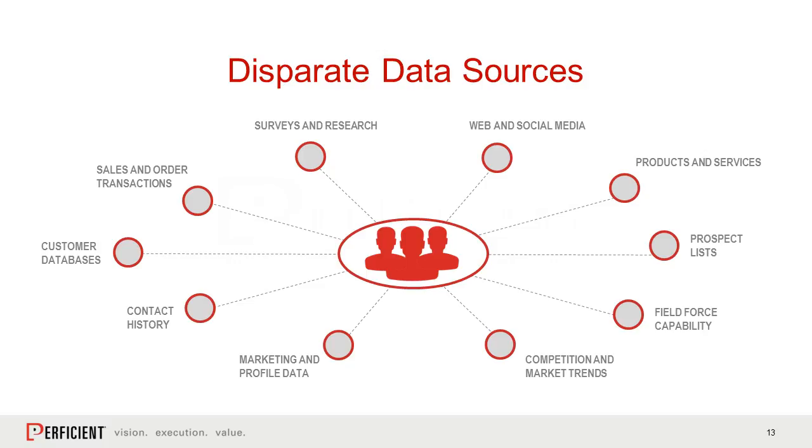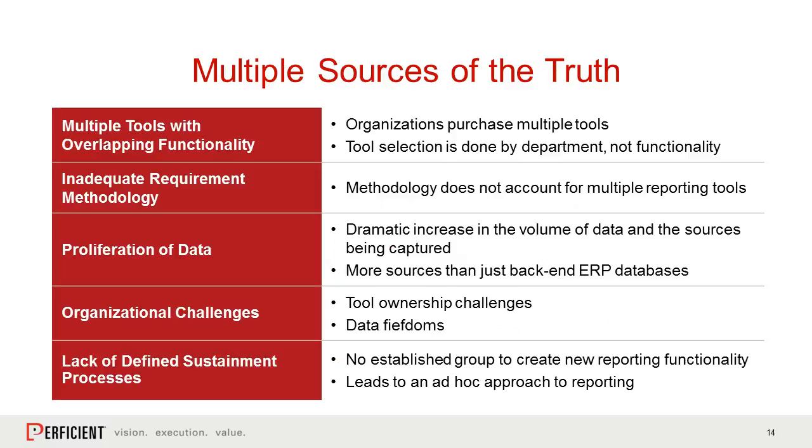And those 10 include sales orders and transactions. We've got web and social media. We've got products and services. We've got prospect lists. We've got competition and market trends. We've got marketing and profile data. We've got contact history, not to mention customer databases which may be utilized by additional parts of the organization. And what all this tells us is that we're really dealing with multiple sources of the truth.